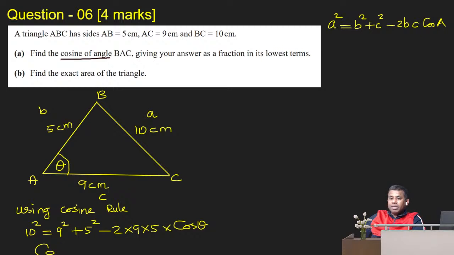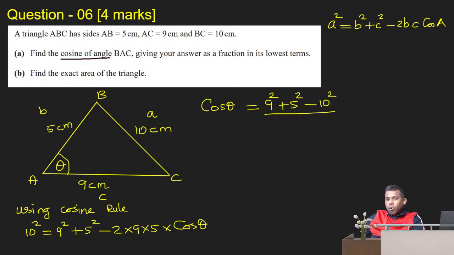Probably I don't have enough space there. I am going to write somewhere here, if you can follow me. So cosine theta equals 9 squared plus 5 squared. What I'm doing is taking away this 10 squared this side, so minus 10 squared, right?